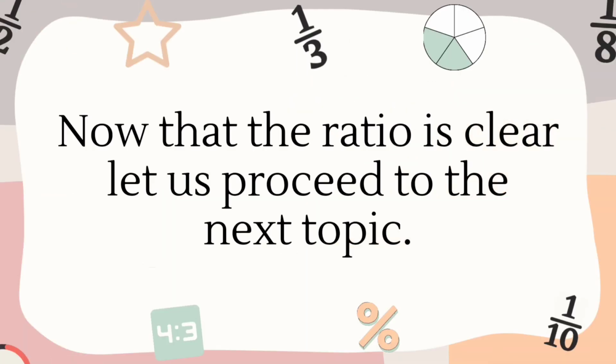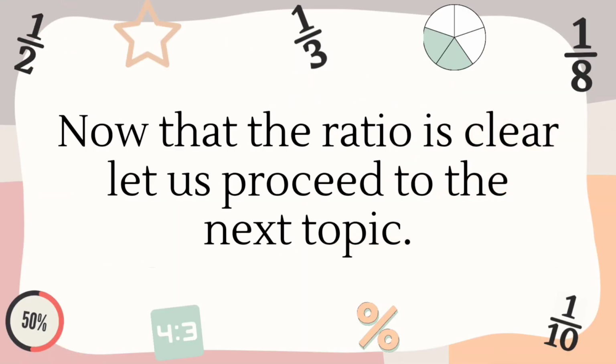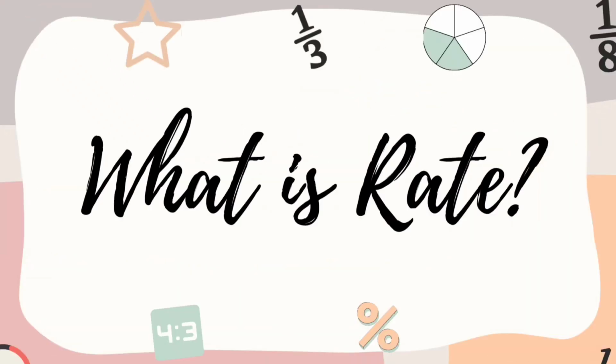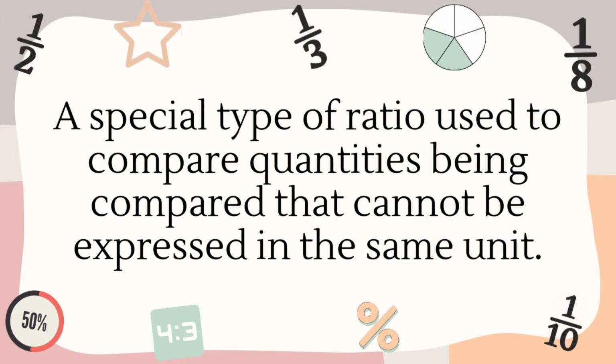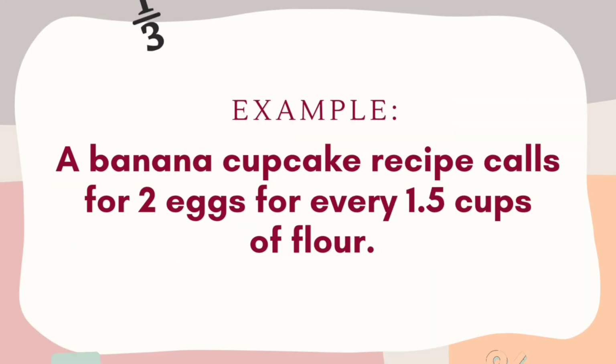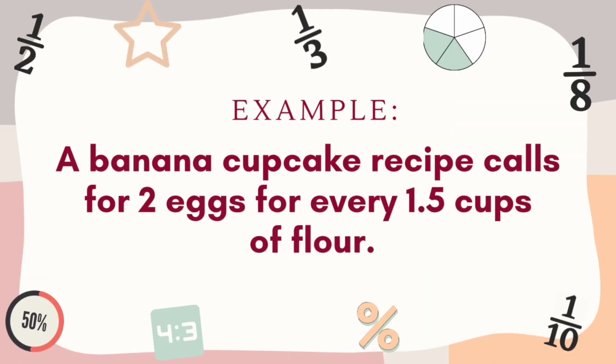Now that the ratio is clear, let us proceed to our next topic. What is a rate? A special type of ratio used to compare quantities that cannot be expressed in the same unit. Example: a banana cupcake recipe calls for 2 eggs for every 1.5 cups of flour.